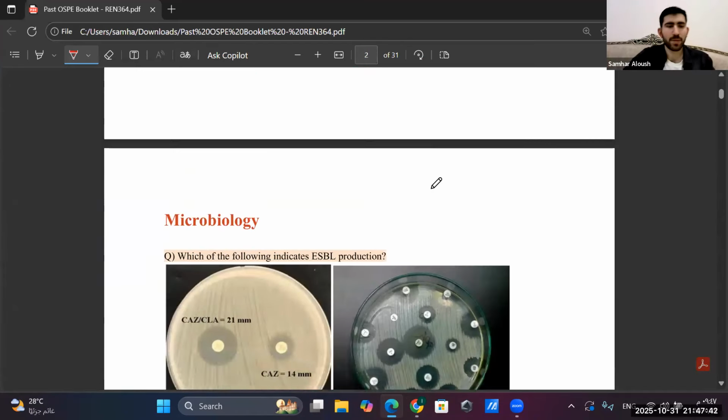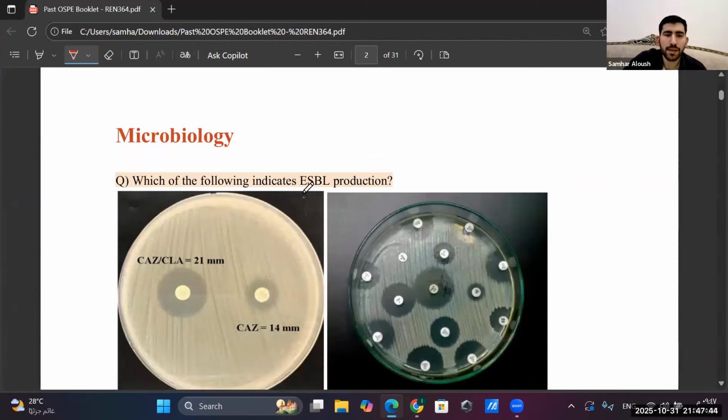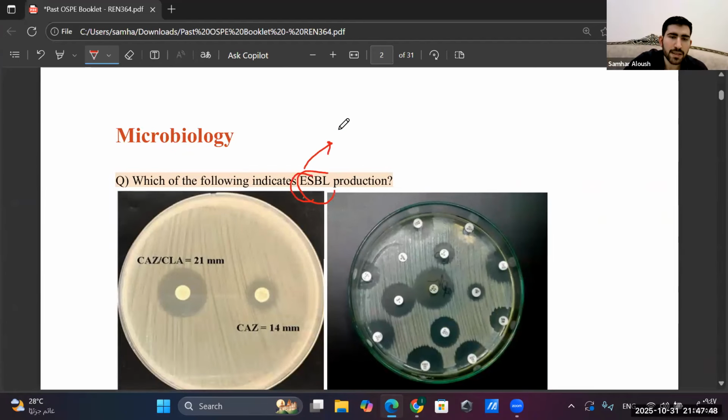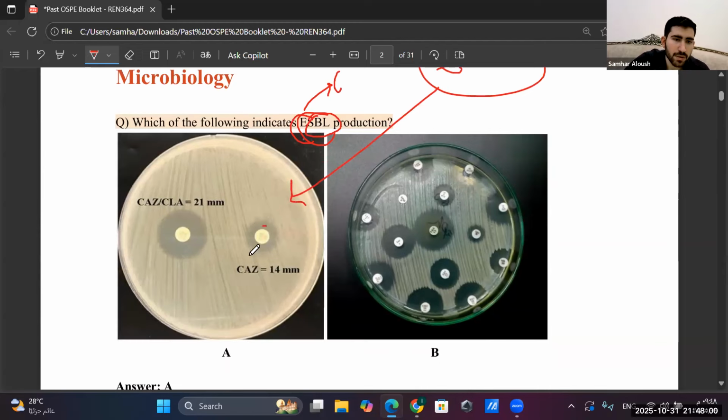Okay, let's start. First, microbiology. Which of the following indicates ESBL production? What is ESBL? ESBL is extended spectrum beta-lactamase. I told you, extended spectrum beta-lactamase is the thing for E. coli. Which of the following is the picture for that? It's this one, which shows when we put ceftriaxone or whatever beta-lactam here, it doesn't do anything. But when we add something that is not a beta-lactam, it kills. So we have resistance against beta-lactams.